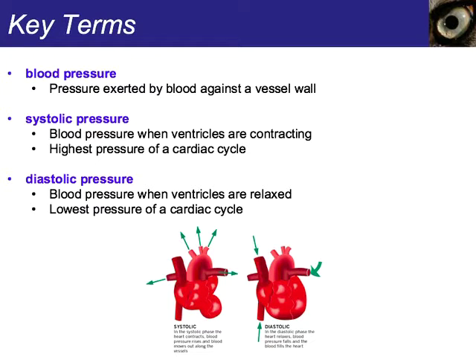So blood pressure is the pressure exerted by blood against a vessel wall. Systolic pressure is blood pressure when the ventricles are contracting. It's the highest pressure of a cardiac cycle. And then a diastolic pressure is the blood pressure when ventricles are relaxed. That's why when you go to the doctors and you get your blood pressure taken, they always give you 2 numbers. It's usually like 1 something over 78.